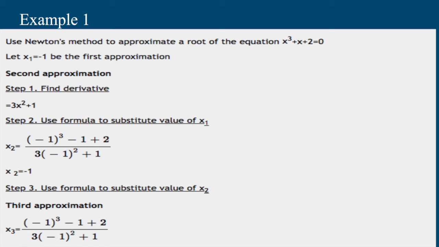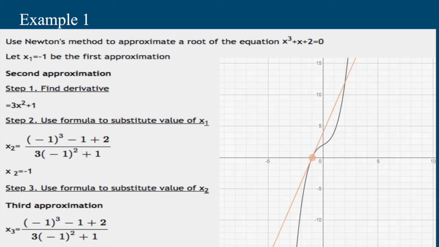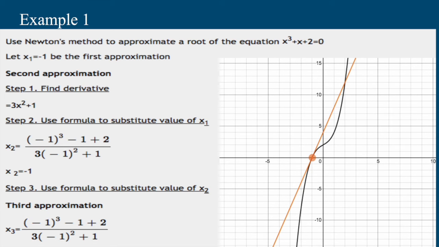We therefore can continue on to our third approximation, where we again will enter in -1 as x. Attached is the graph of this problem, where we can see the tangent line intersecting with our equation at -1.